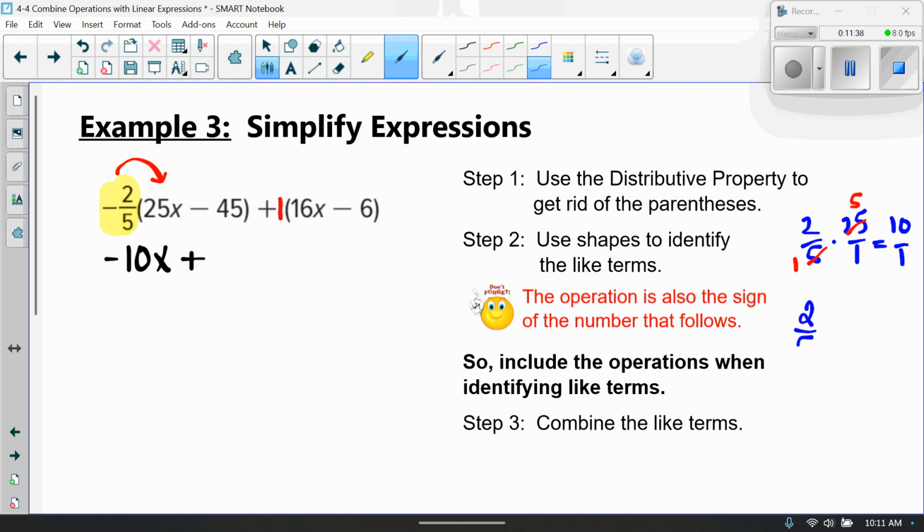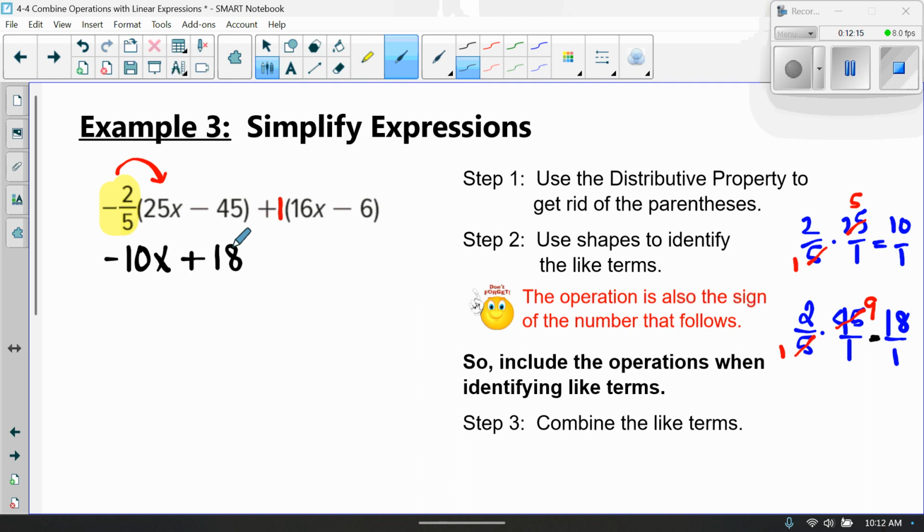So we have 2/5 times 45 over 1. Simplify before we multiply. That's 1 and 9, right? Yep. And then that's going to give us 18 over 1. So that is going to be a positive 18. So that's a negative 2/5 times a negative 45. That gives me positive 18.